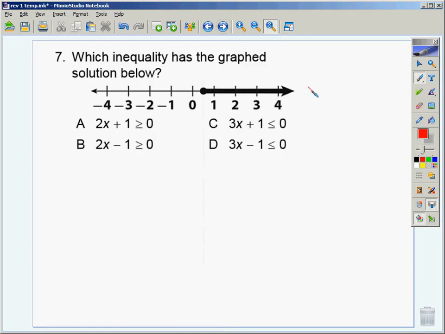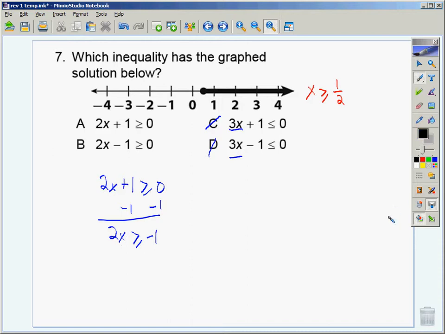Number 7, since they're asking me to find out which inequality represents this graph, I really need to know that the graph represents the inequality of x is greater than or equal to 1/2. Again, I could have eliminated C and D because these are going to be less than or equal to because the coefficient is positive. If I look at A, 2x plus 1 is greater than or equal to 0. I'd end up subtracting 1 from both sides.